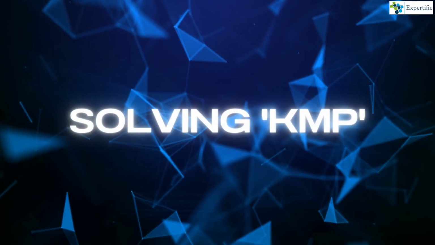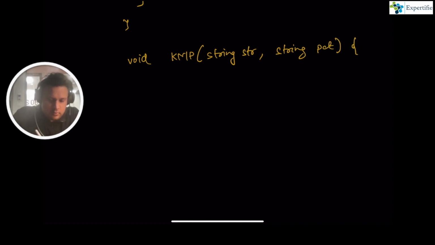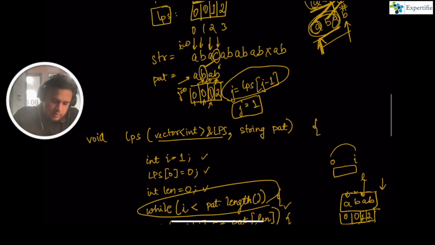Now let's solve KMP. Void KMP. KMP will take two strings, str and string pattern, and the first thing it will do is compute LPS. Okay, so let's name it compute LPS.